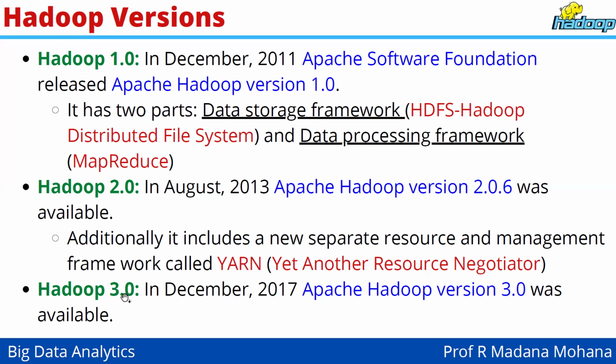Then Hadoop 3.0 was released in December 2017. So Apache Hadoop version 3.0 became available. At present, there are subversions like 3.3.6. The fourth version is not yet released as of date. So 3.0 with its variant versions is running till date.